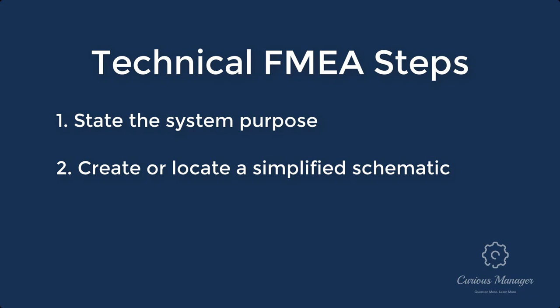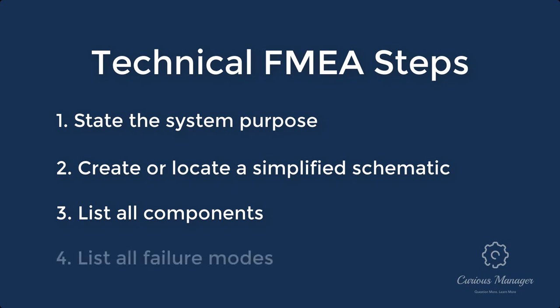So number 3, we're going to list all the components on the left-hand column of a FMEA chart. The FMEA chart that I use is abbreviated. I'm going to show you the chart during this video. And basically, what you do is you list all the components on the left-hand column. The second column is going to list all the possible failure modes for each component.